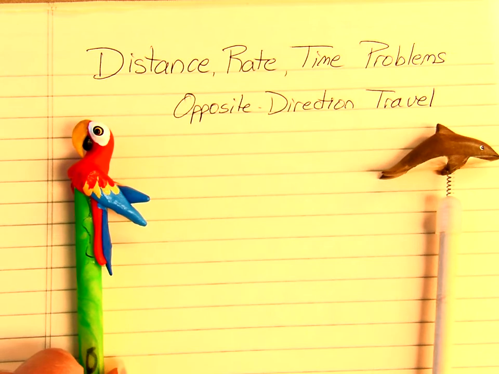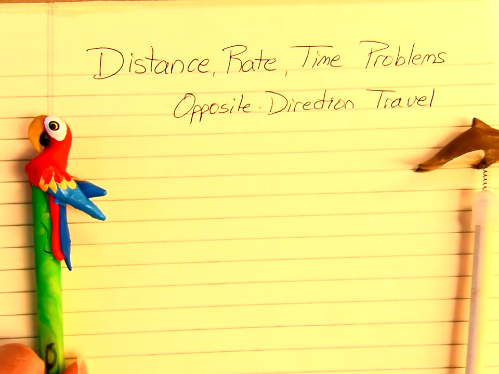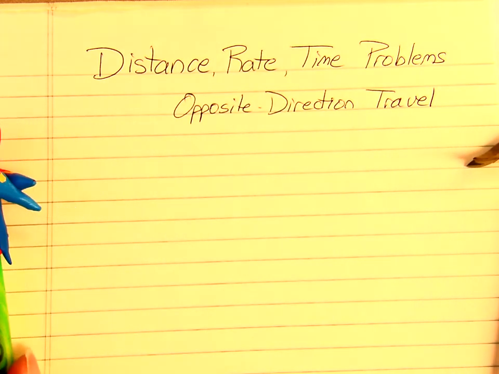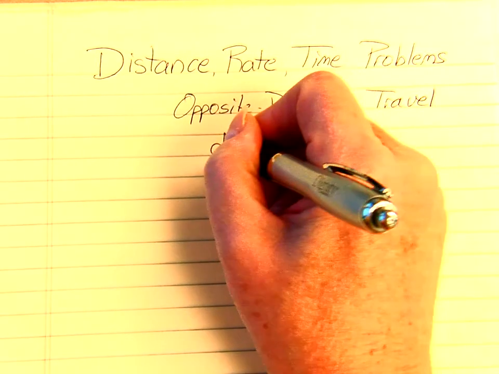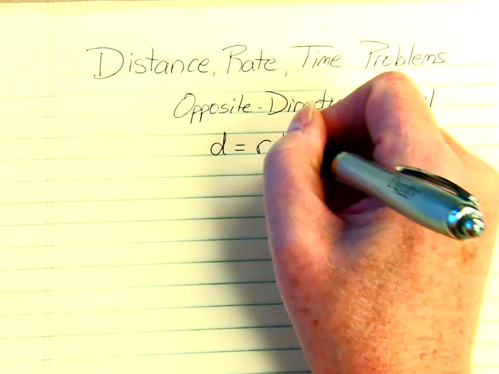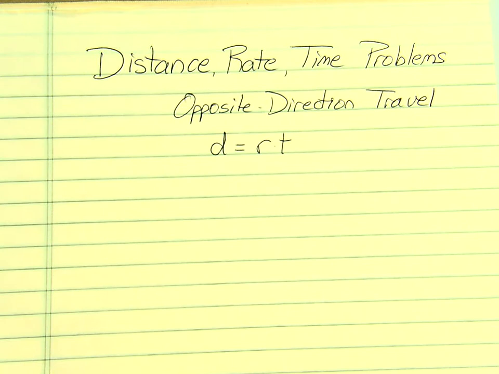Yeah, look at us. Oh, bye, bye. Oh no, we're leaving. Oh, and we're gone. Okay, so that is opposite direction travel, where you start at the same point, but you're going to go in opposite directions. So in this case, we're going to be looking at a different way of laying out the problem, starting, of course, with distance equals rate times time. We're going to just see where this one brings us.